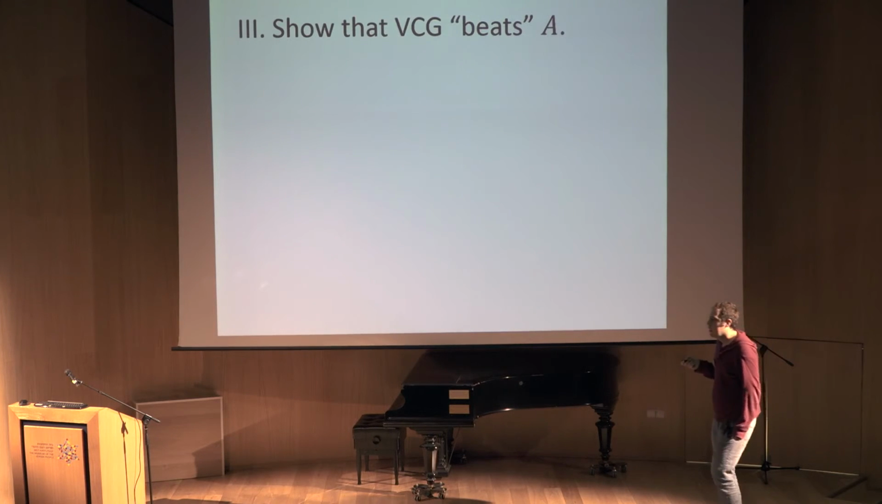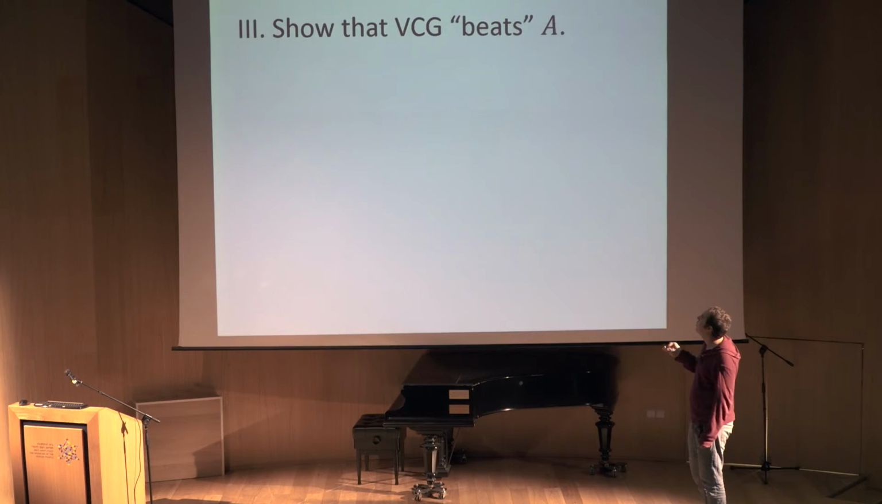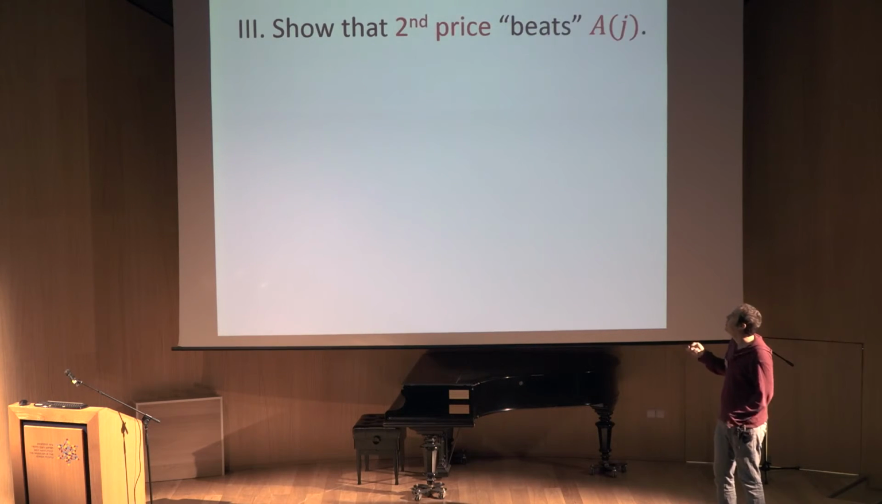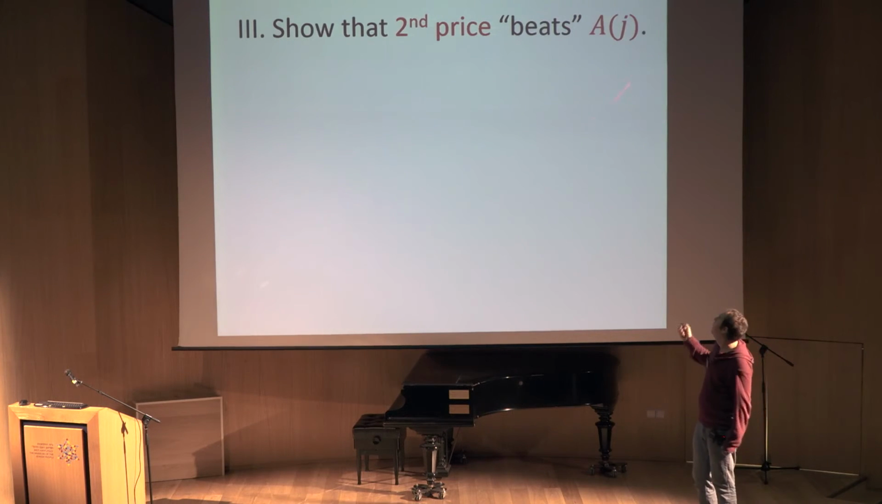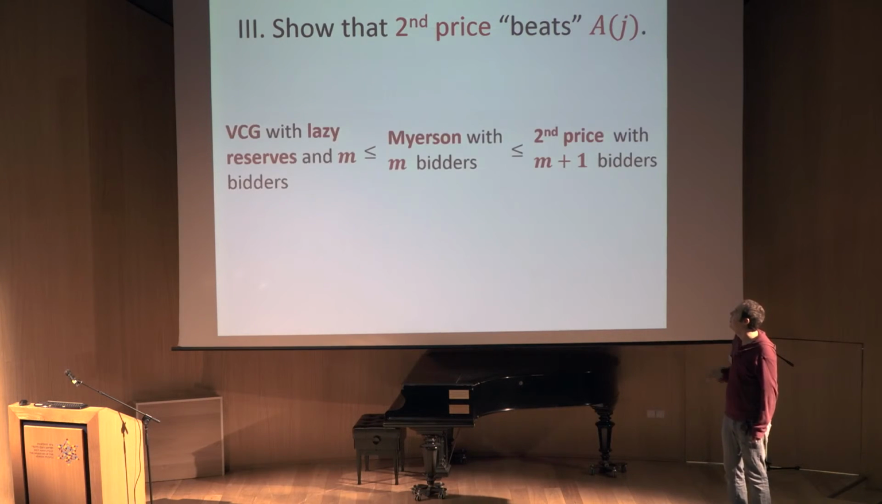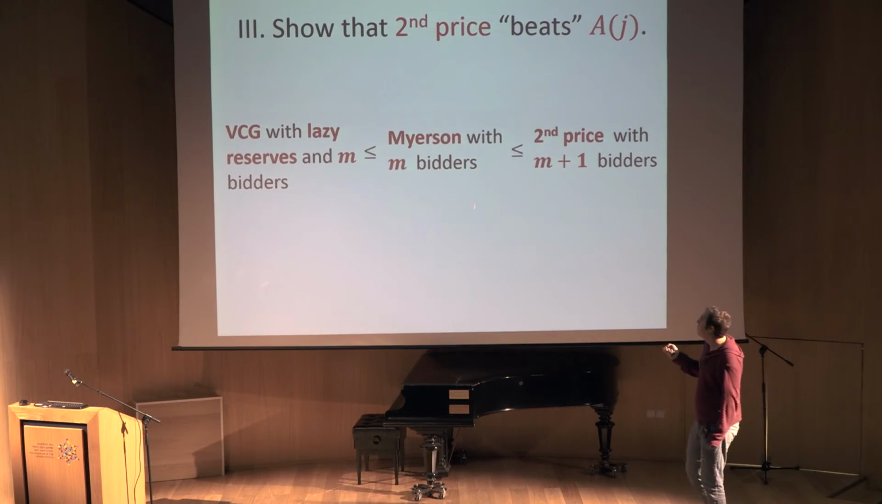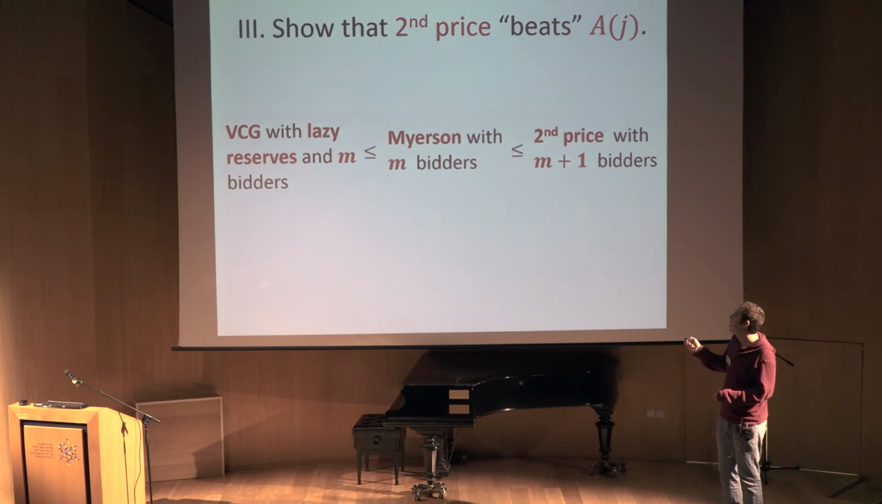And now it suffices to show that VCG beats the auction, which means that second price on item J beats the mechanism we devised for item J. So here we have three inequalities. First, AJ is just the VCG with lazy reserves, which gets less than the optimal mechanism.